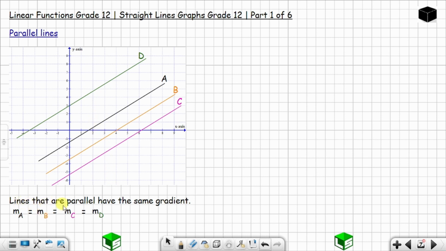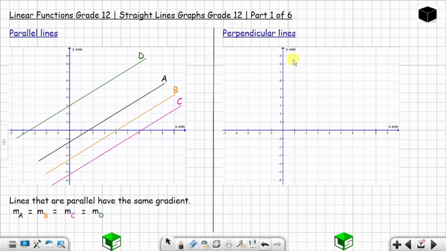Lines that are parallel have the same gradient. Now, what about perpendicular lines? Let's say you have this Cartesian plane, you have your x-axis and your y-axis, and you have this line, which is known as P. Let's call this line P, and you have another line, let's call this line Q. The two lines are perpendicular to each other at that point, so the angle there is 90 degrees.